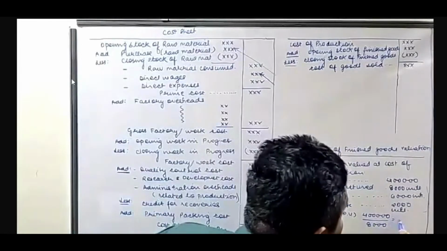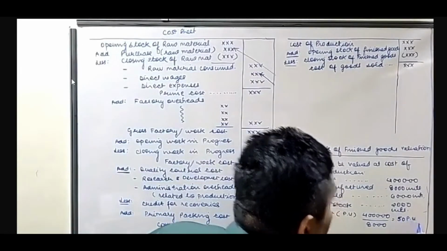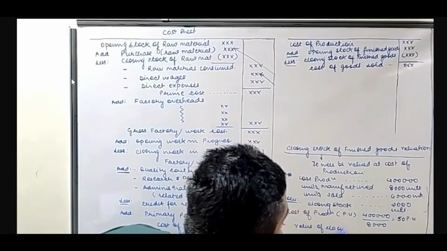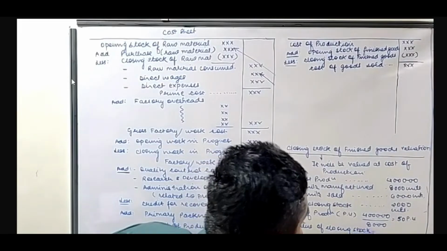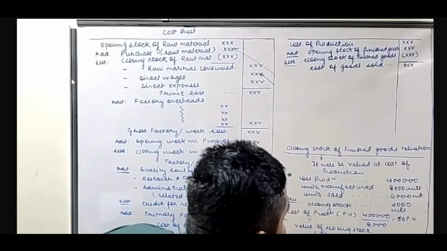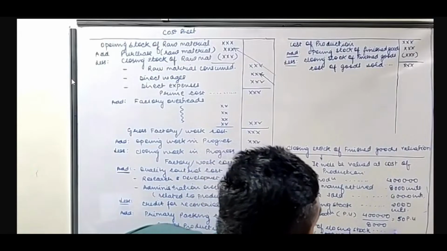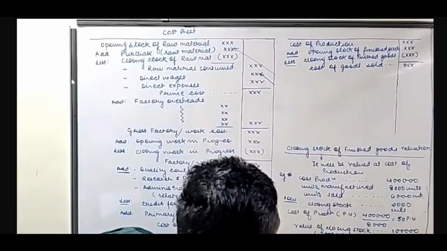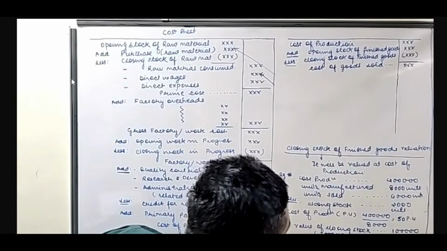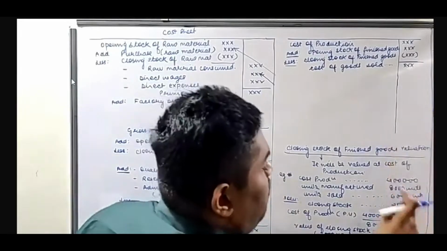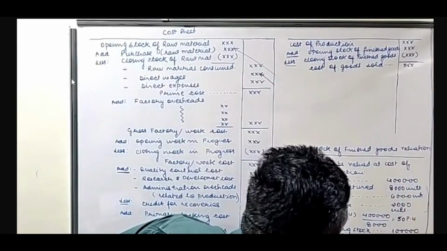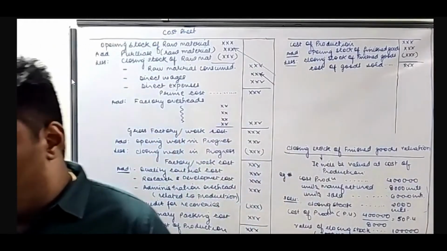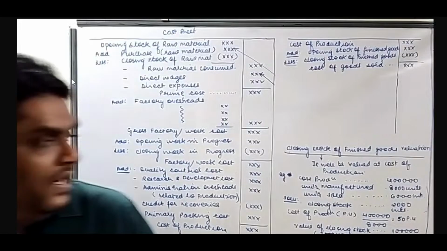It will be 50. So the value of closing stock will be how much? 2,000 into 50, so it will be 1 lakh. So my cost of goods sold will be 4 lakh minus 1 lakh, that is 3 lakh.